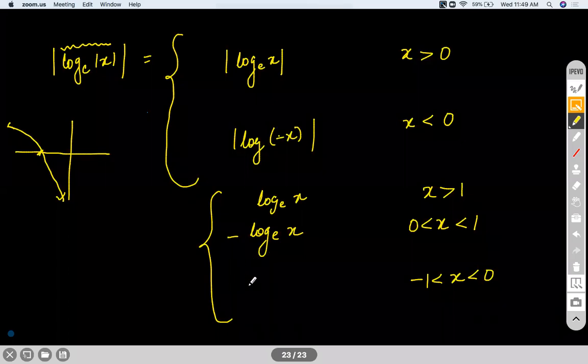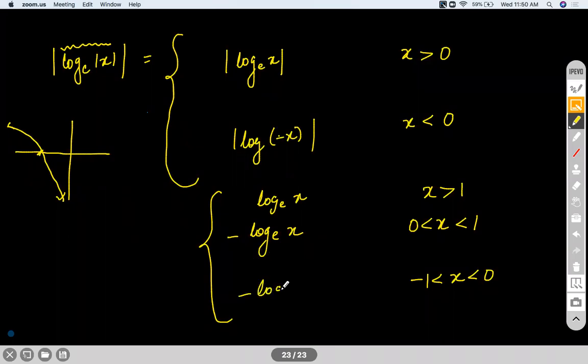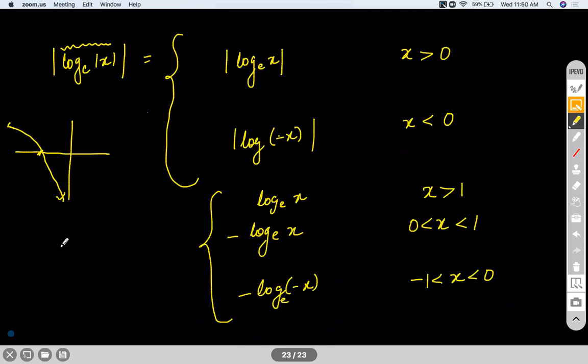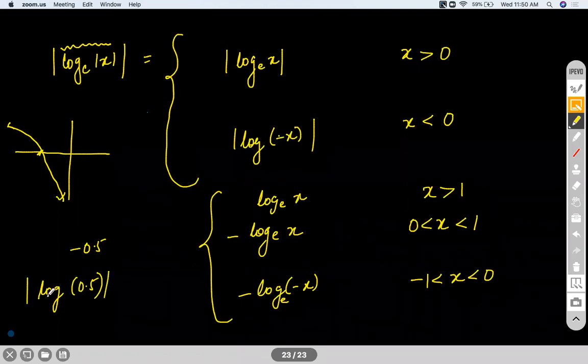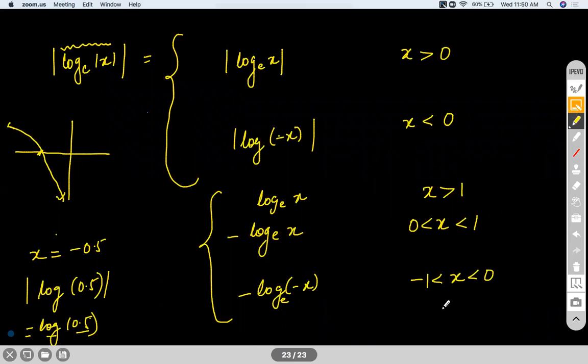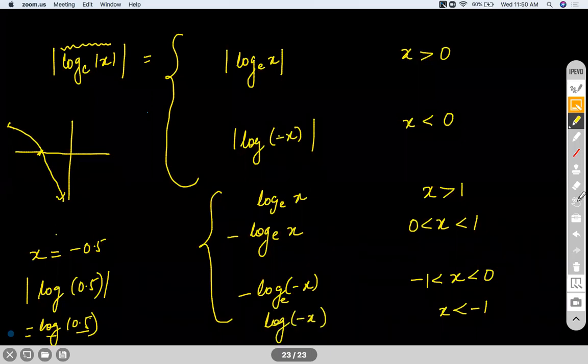This function will behave as negative of log of negative x, because if you take a quantity between minus 1 and 0, let's say I take a minus half, log of minus half is 0.5, and log 0.5 is a negative quantity. So it will give you negative log negative x. And if x is less than minus 1, this will behave as positive log of negative x. And now you can differentiate it and get your answer.